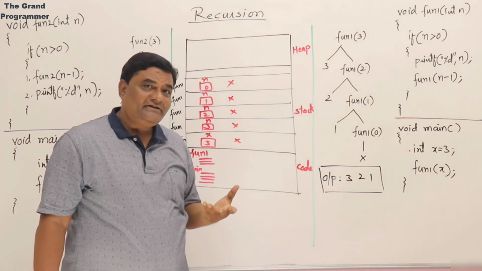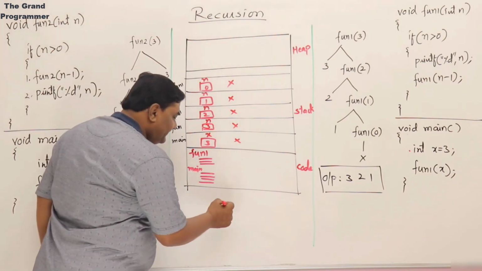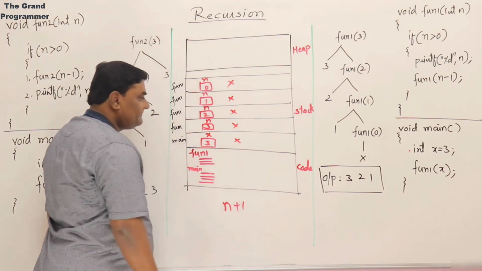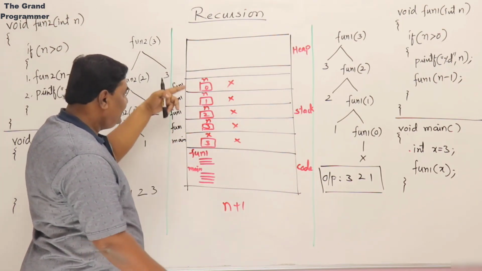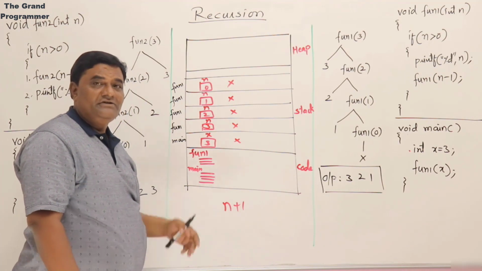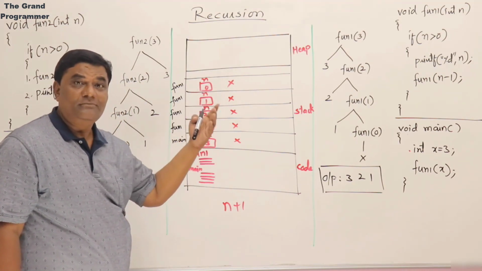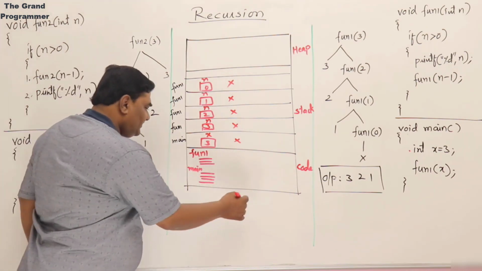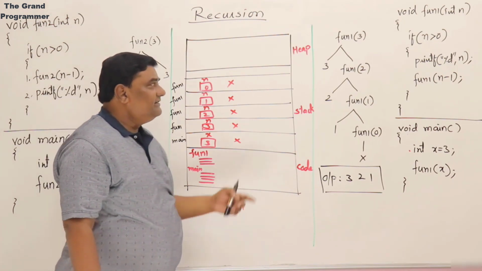So for n equal to 5, there will be 6 calls. So for n, there will be n plus 1 calls, total n plus 1 calls. So how many activation records? n plus 1 activation records. We can see that the number of activation records depends on the number of calls. So total calls are n plus 1. And what is n? It's a variable.